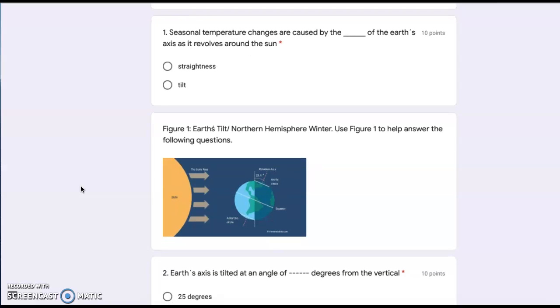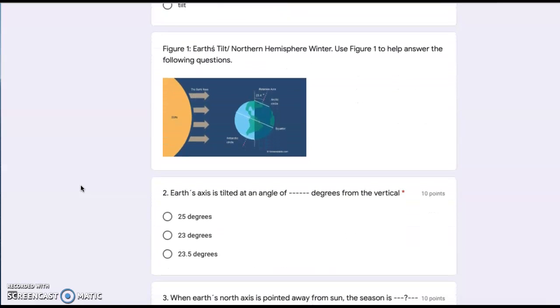Figure 1. Earth's tilt. Northern Hemisphere, winter. Use Figure 1 to help answer the following questions. Number 2. Earth's axis is tilted at an angle of blank degrees from the vertical. 25 degrees, 23 degrees, 23.5 degrees.